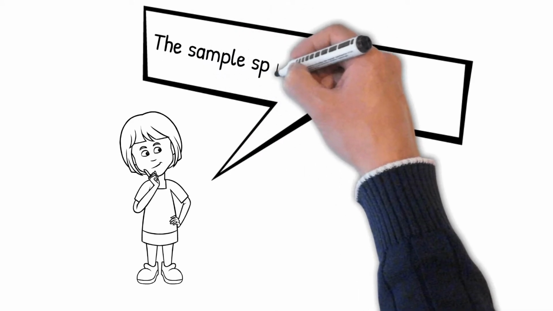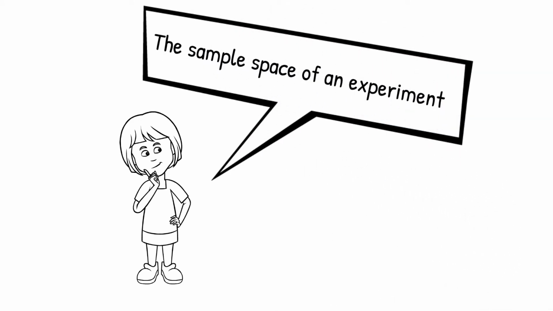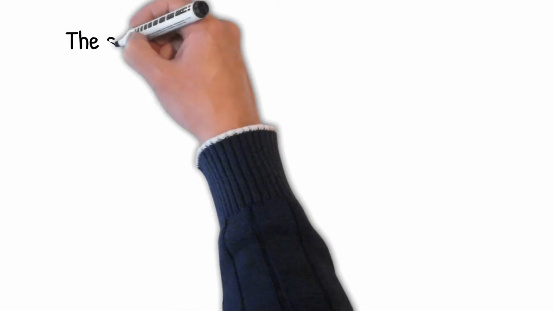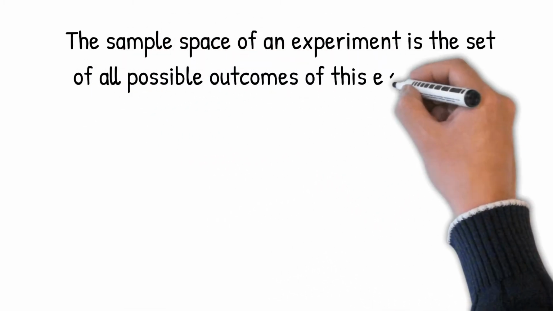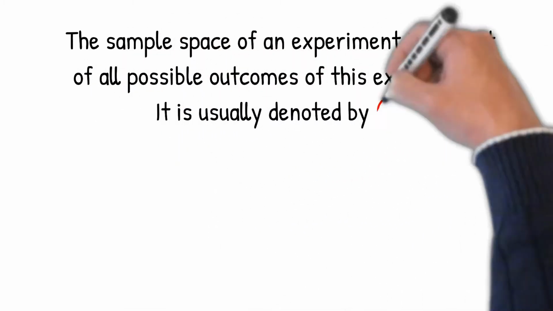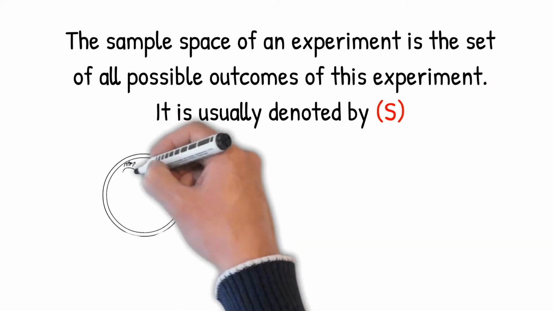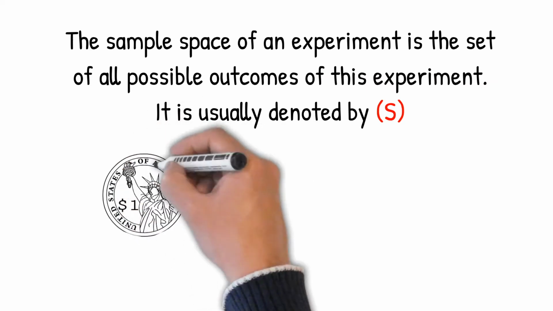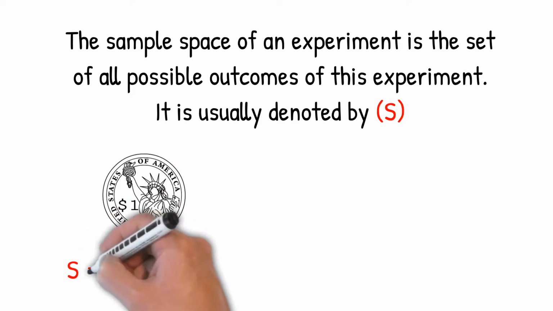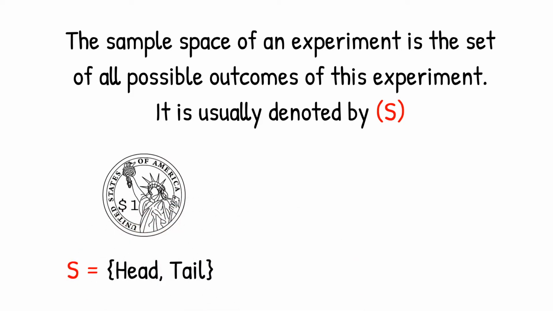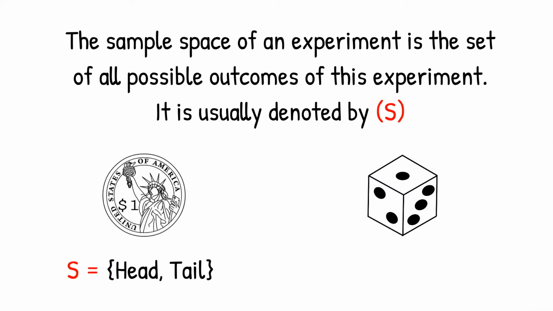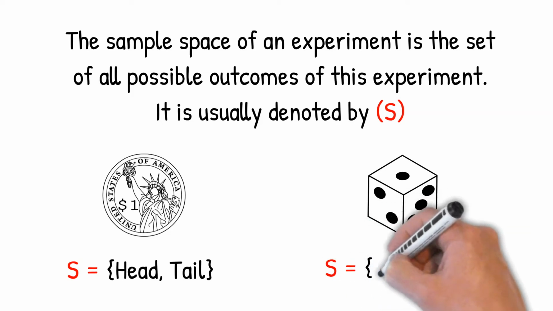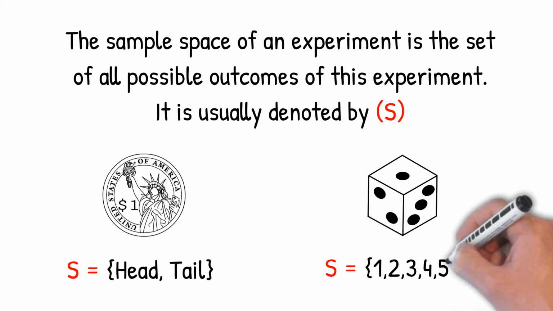What is the sample space of an experiment? The sample space of an experiment is the set of all possible outcomes of this experiment. It is usually denoted by S. For example, tossing a regular coin once. Then S equals the set of head and tail. Another example, rolling a regular die once and observing the number on the upper face. Then S equals the set of 1, 2, 3, 4, 5 and 6.